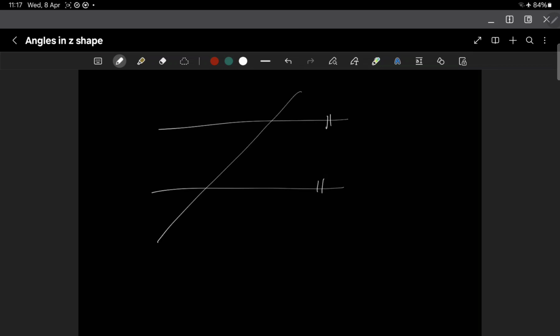In this video we are going to show that the angles in a Z shape are equal, and I'm going to show you what exactly I mean by that. So let us say we have two lines like this which are parallel to each other, and then we have a transverse line. If we call this angle alpha, this angle beta, this angle gamma, and this angle delta, then it turns out that alpha is equal to delta and beta is equal to gamma.